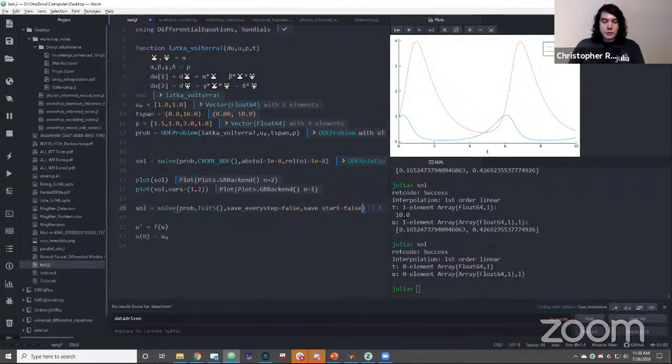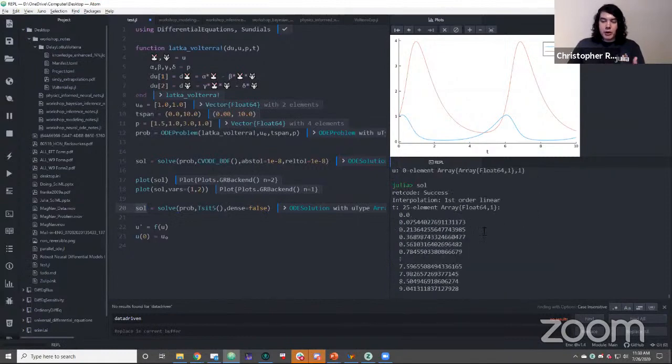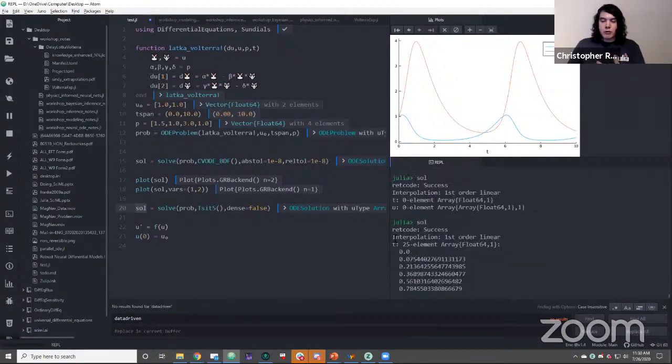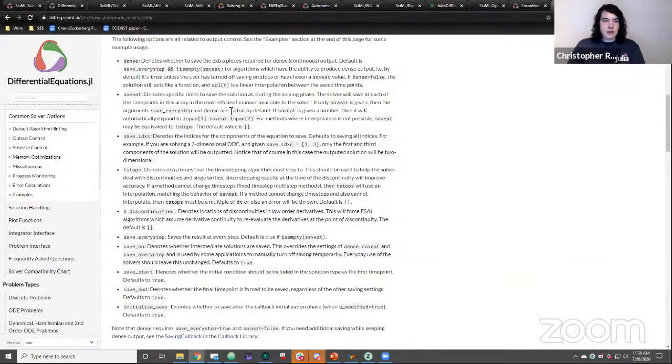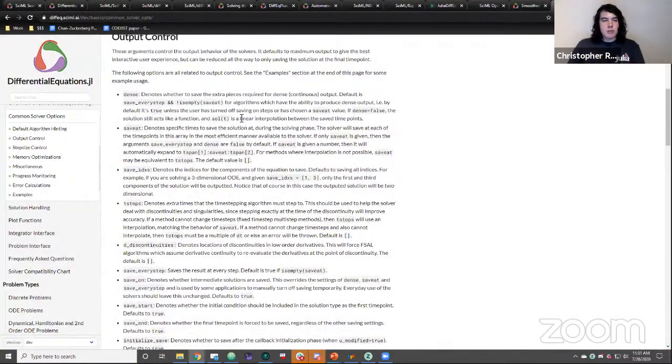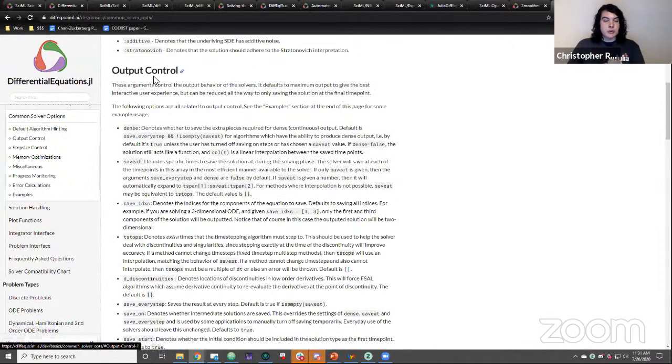If we want to do the adaptive time stepping, but we just don't want to have an interpolation, then we could do dense equals false. And this will give you the adaptive time stepping without any of the extra features that are required for the interpolation, because the interpolation is the most memory intensive component. So for example, these are all contained on this Common Solver options page. And if you have any questions, I would definitely recommend you look through the output controls on this page.